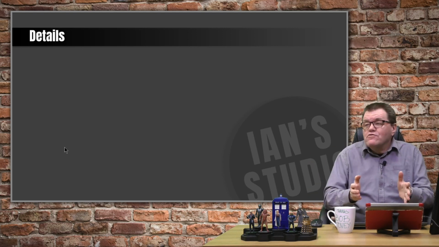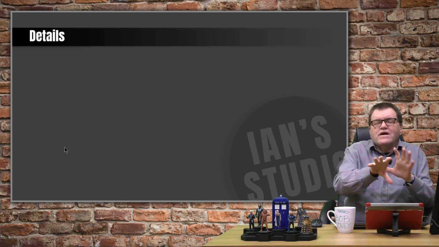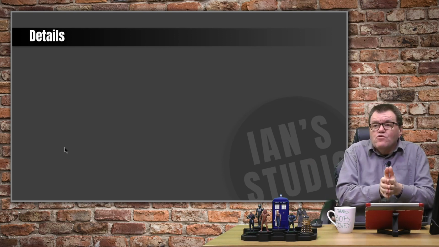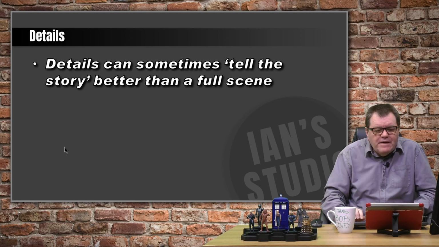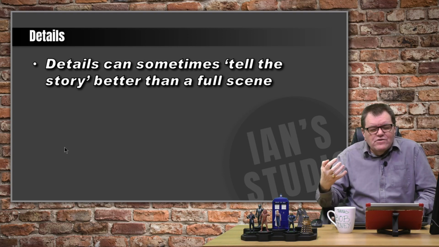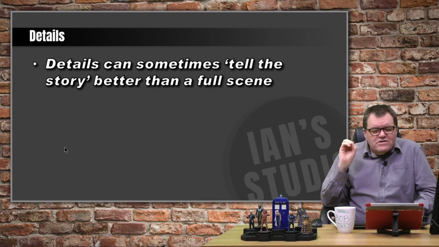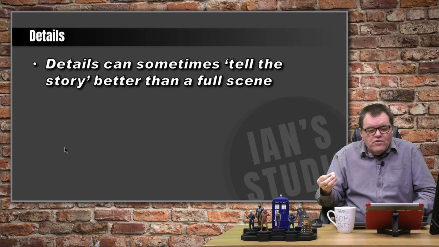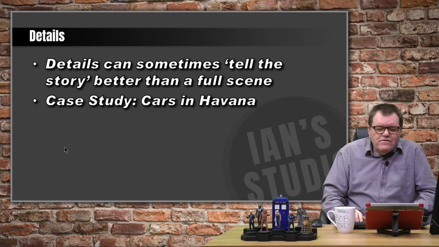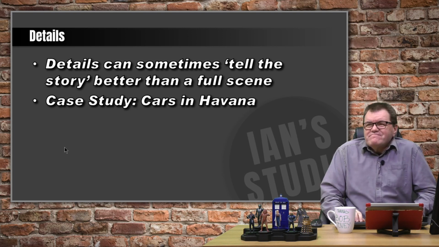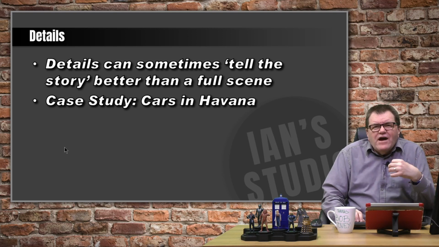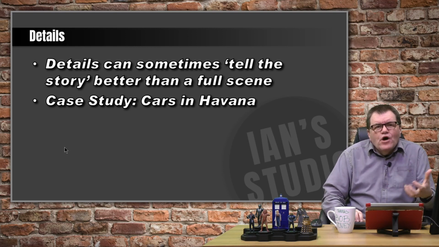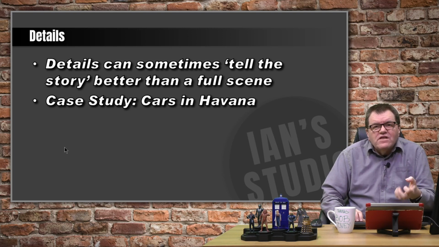Yes, I could have probably cropped in, but the challenge is to make the composition, and those compositions were all made in camera. Each section of that was a separate shot on there. So details, another one here, can sometimes tell the story far better than the full scene. So let's have a look at another little case study. This time it's cars in Havana and how details help us tell the story of the vehicles in Havana.